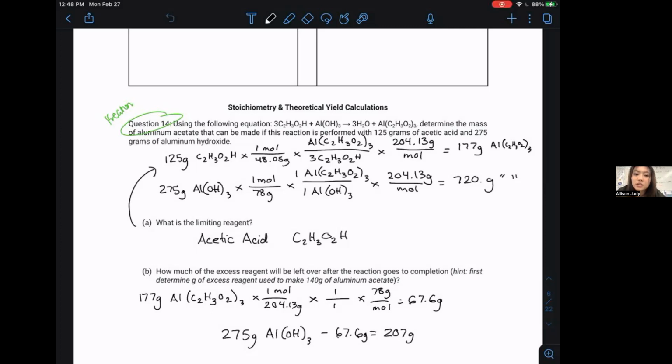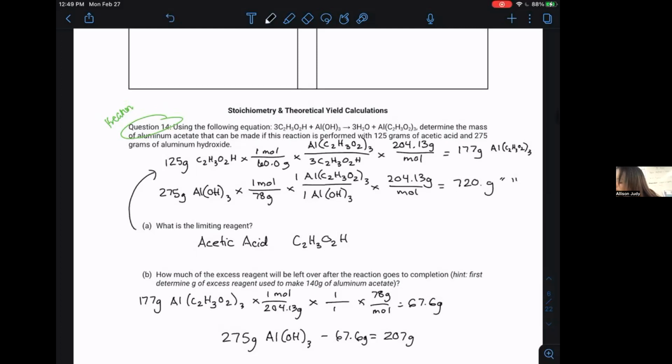C2H3O2H. What'd you guys get? Did you guys get 60 grams? Yeah? Okay, so if you got 60 grams, let's change this then. So it's 60 grams, okay?